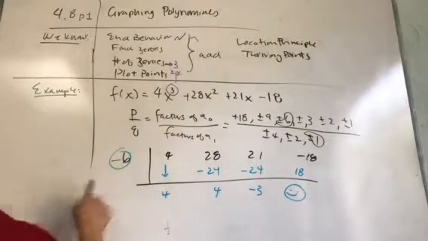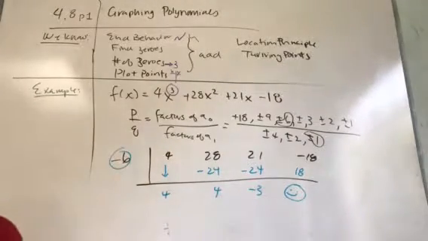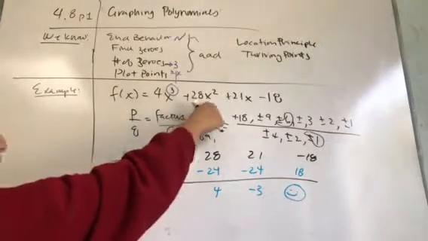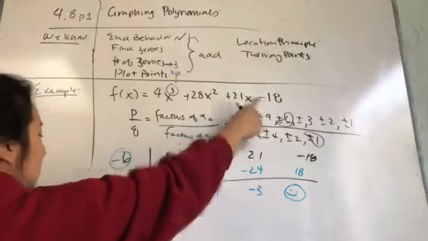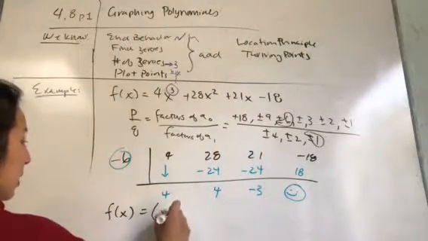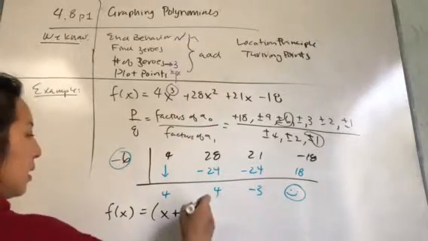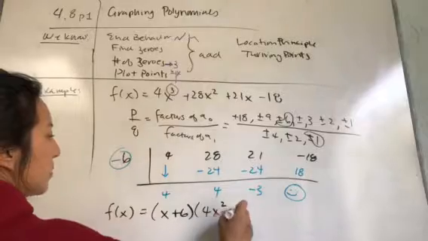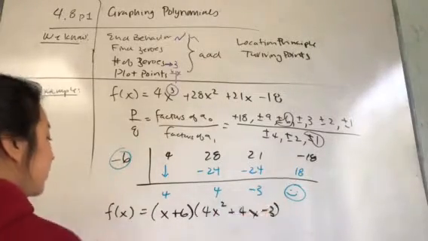So in fact, this is a root, and this is going to be the leftover polynomial. In other words, f of x, which is 4x to the third plus 28x squared plus 21x minus 18, can be factored as x plus 6 times 4x squared plus 4x minus 3.